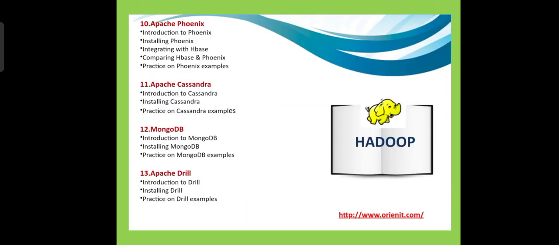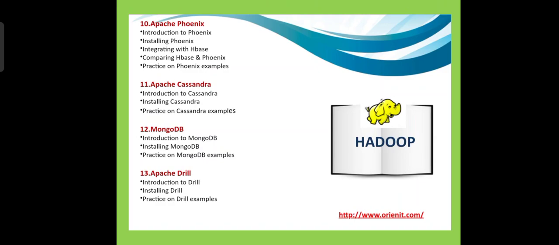Apache Phoenix. Introduction to Apache Phoenix, installing Apache Phoenix, installing with HBase, Apache Cassandra, introducing Cassandra. Again, these are MongoDB. So just think that these are more content you should learn from this. Apache HBase and all the types of big data tools you must learn from this. So this is one topic.